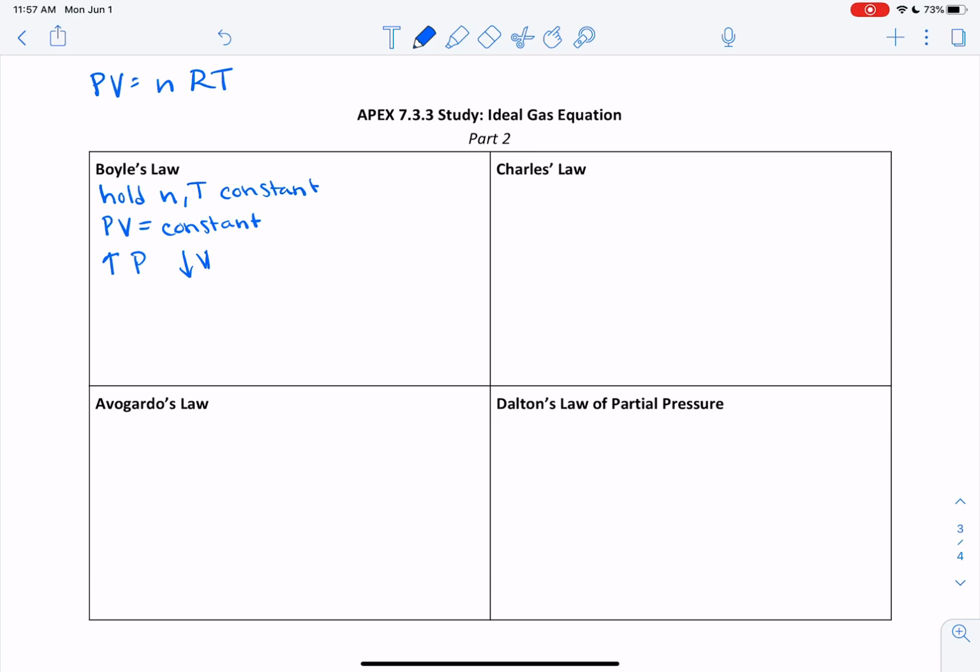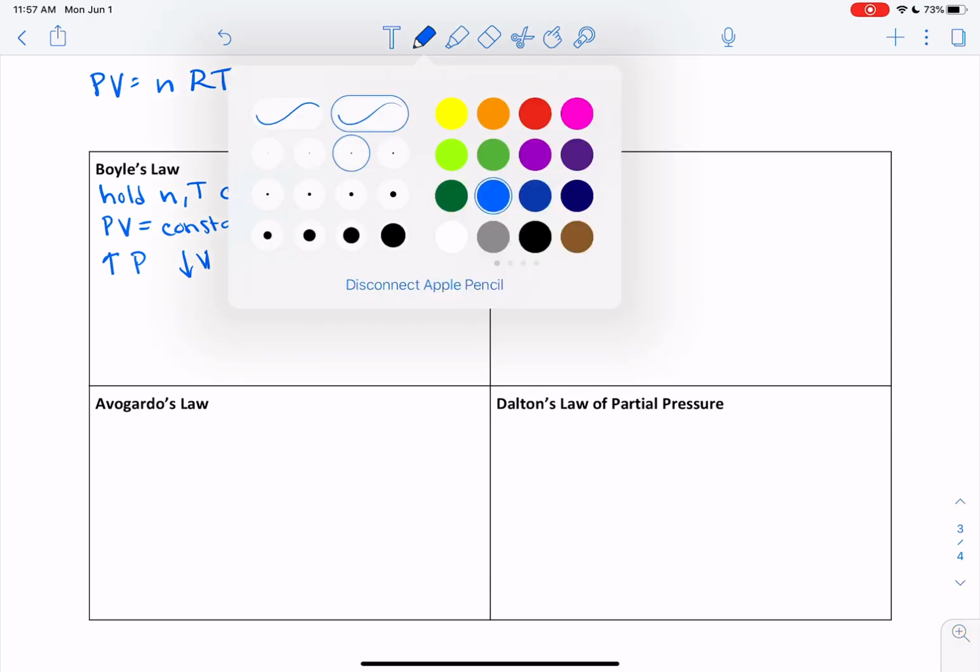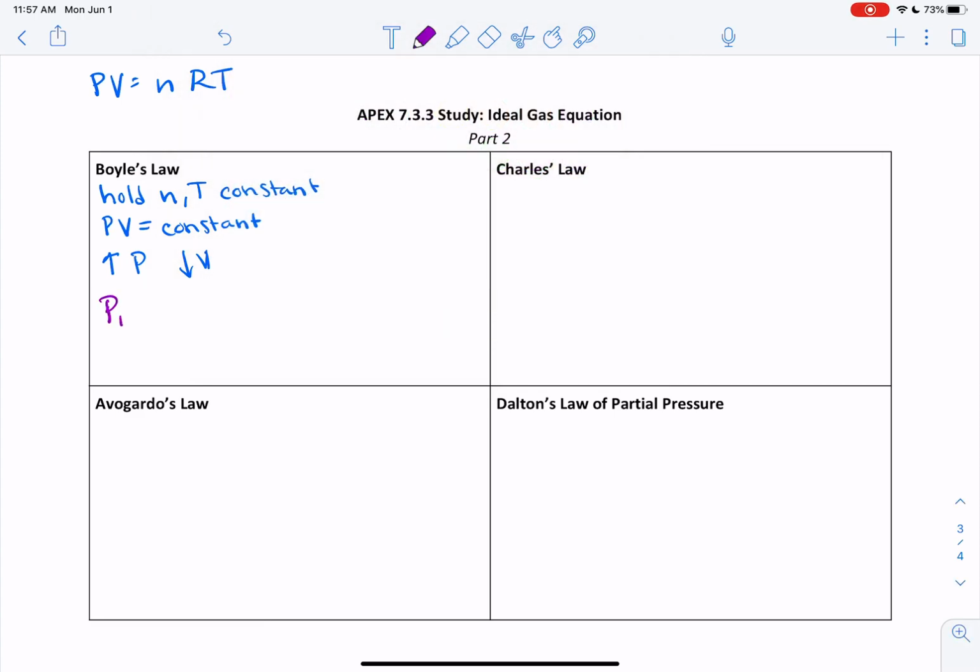And you can reformat this into a second equation, which is P1 V1 equals P2 V2. So you would use this if you had a container of gas and it had a certain pressure and volume, and then you increase the pressure and you're trying to find the new volume. Okay. So this is Boyle's law. It's just talking about pressure and volume and saying that if pressure increases, volume decreases. And you can reformat this into an equation, and you can use this to predict a new pressure or volume.